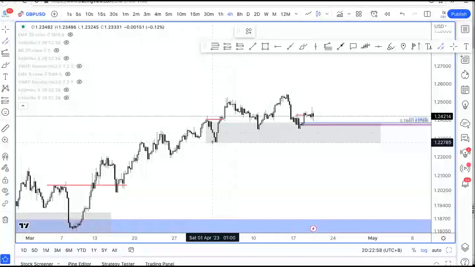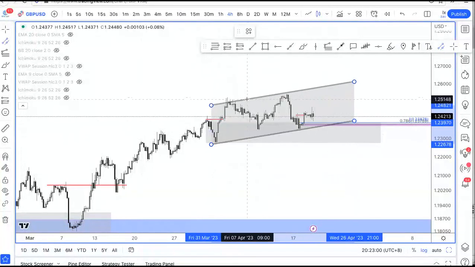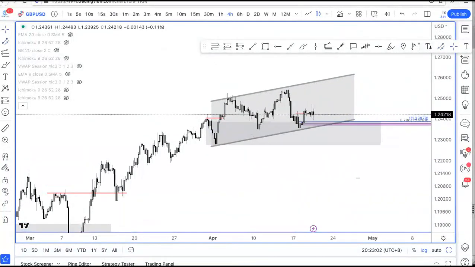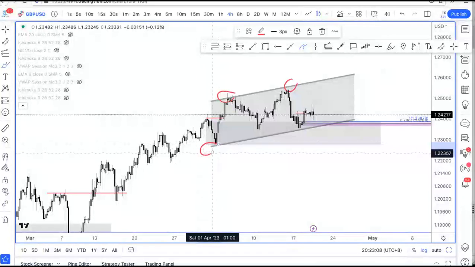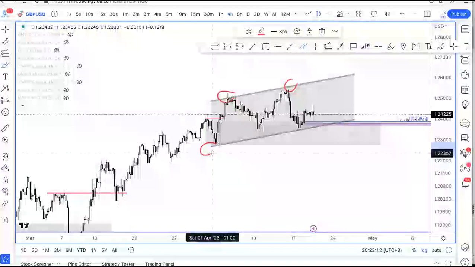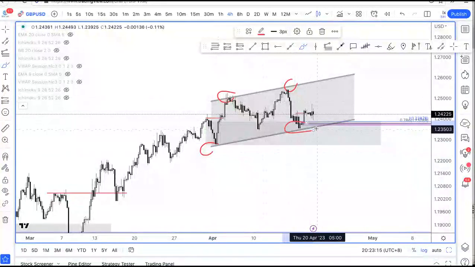So this area. Again, if you want any channel to be valid, you need a tap of a support and resistance level two times. So you can see here, this is one, this is the other, and then again, a support level over here and a support level there. So yeah, this is one area to watch.